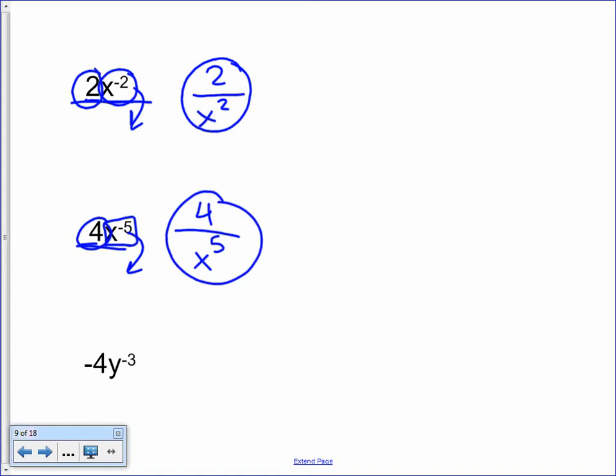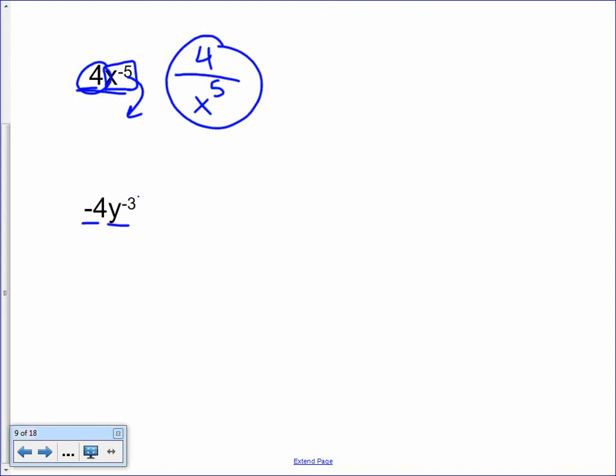Next one here, a negative 4 y to the negative third. Trying to trick you. The negative 4 does not have a negative exponent, so we cannot move that. But that y to the negative third, we have to move. So we have y to the positive third on the bottom. And we'll keep that negative 4 on top, or you can write it like this. However you want to write.